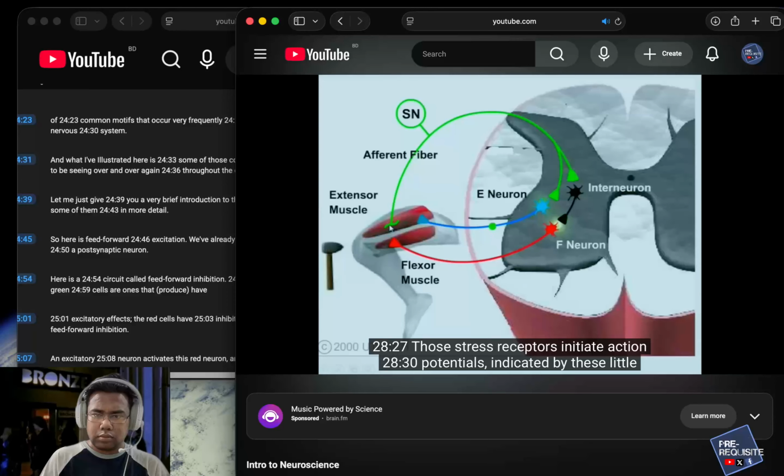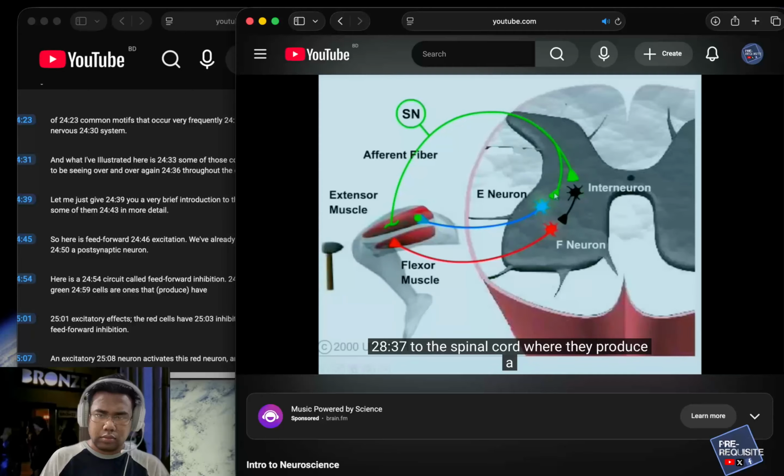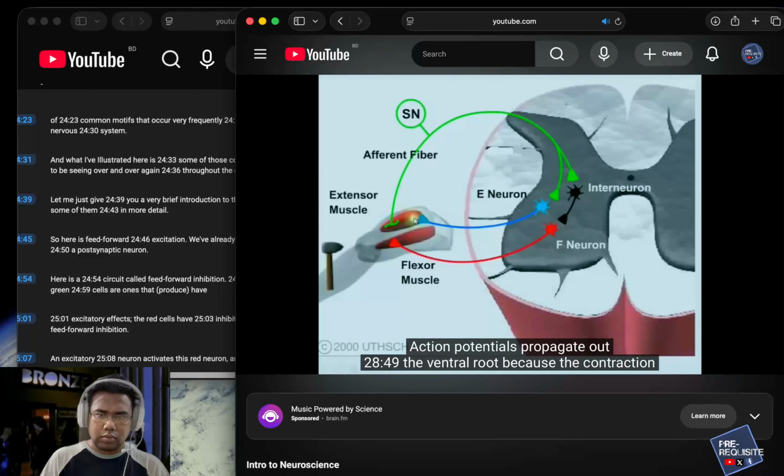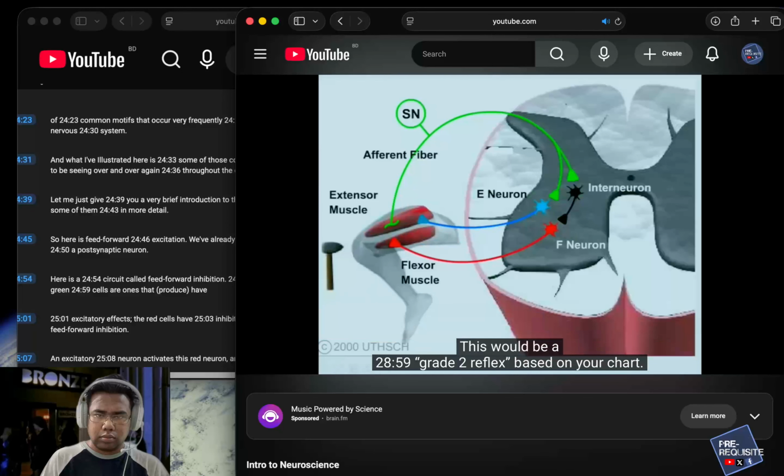Those stretch receptors initiate action potentials, indicated by these little circles. The action potentials then propagate to the central nervous system, to the spinal cord, where they produce a feed-forward excitatory connection onto this blue neuron. That neuron becomes active. Action potentials propagate out the ventral root to cause the contraction of the skeletal muscle, and here's the subsequent reflex. This would be a grade 2 reflex based on your chart. Simple monosynaptic reflex involving a feed-forward excitation circuit.